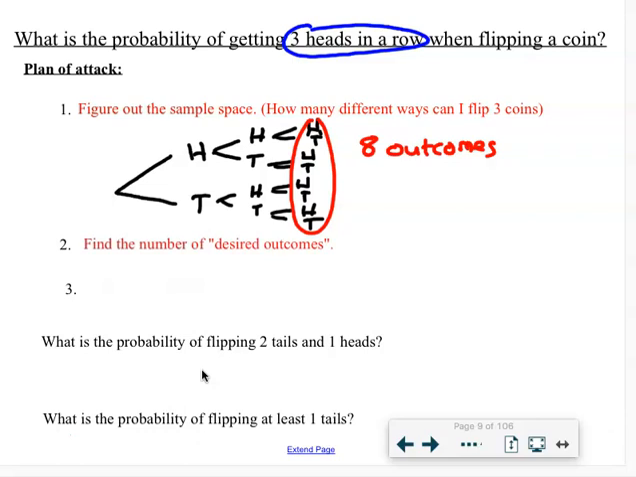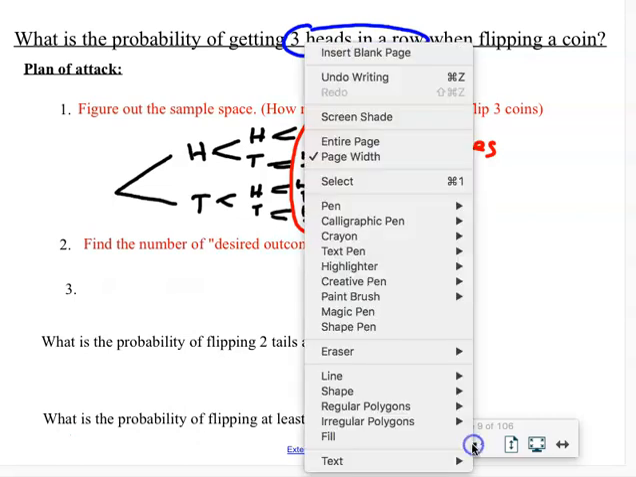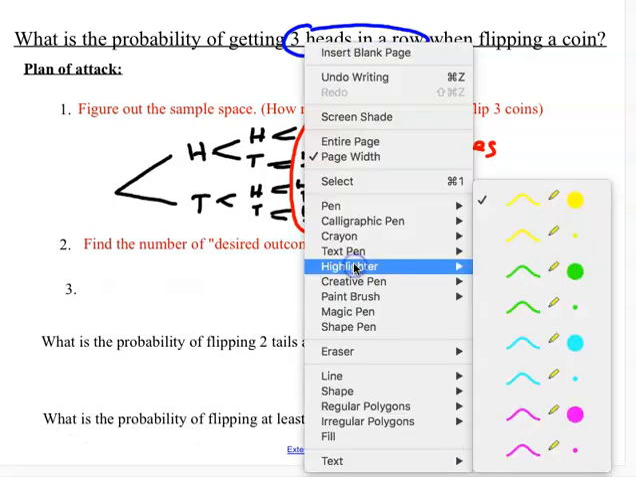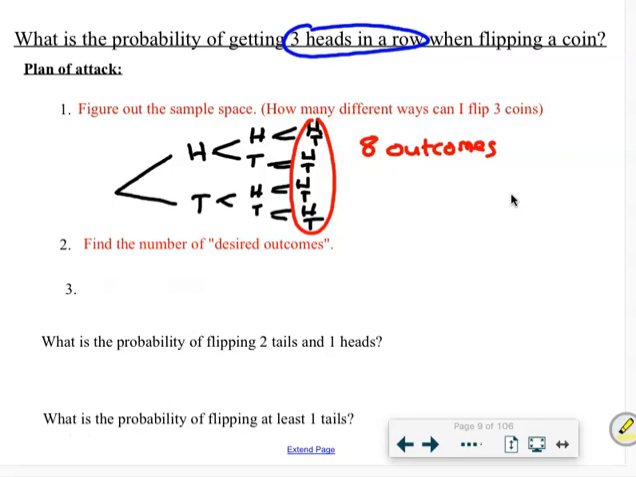So find the number of desired outcomes. How many of these have heads, heads, heads as our options? Well, just one, right? Heads, heads, heads. Every other possibility has at least one tail in it. So there's one way to do this.